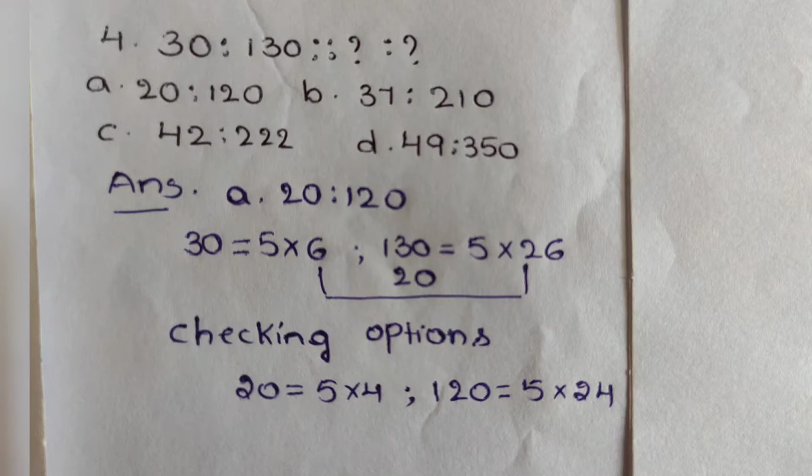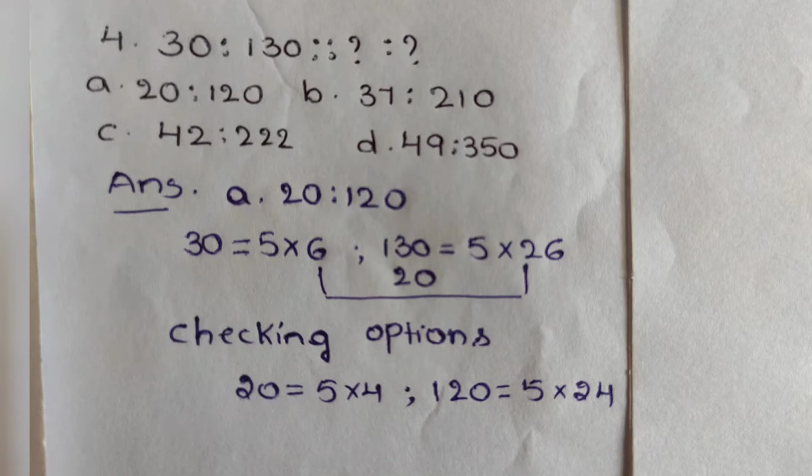So similarly, if we check the options, whenever we get a difference of 20 between the two numbers, then that will be the correct set. So if we check the first option, 20 is to 120, here 20 can be written as 5 fours are 20 and 120 can be written as 5 twenty-fours are 120. So here the common number is 5 and the other numbers are 4 and 24. So the difference between 4 and 24 is 20. So this has matched with the first set. So the option will be A, that is 20 is to 120. So I hope you have understood.